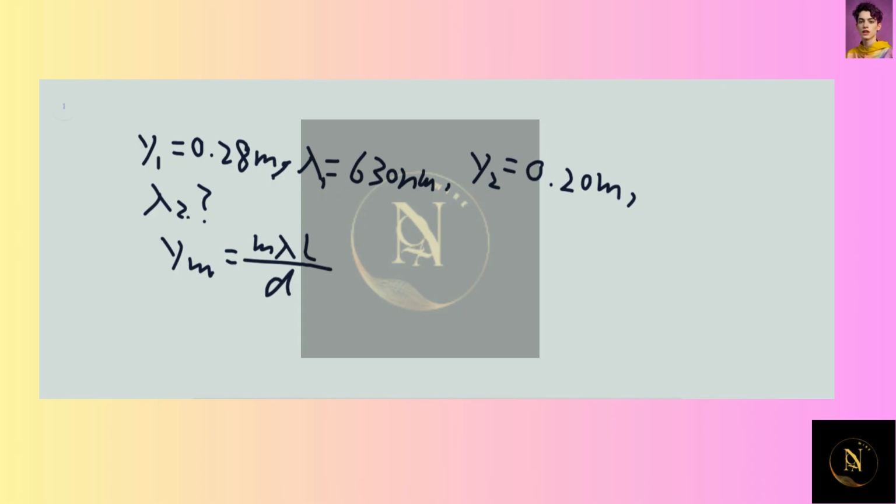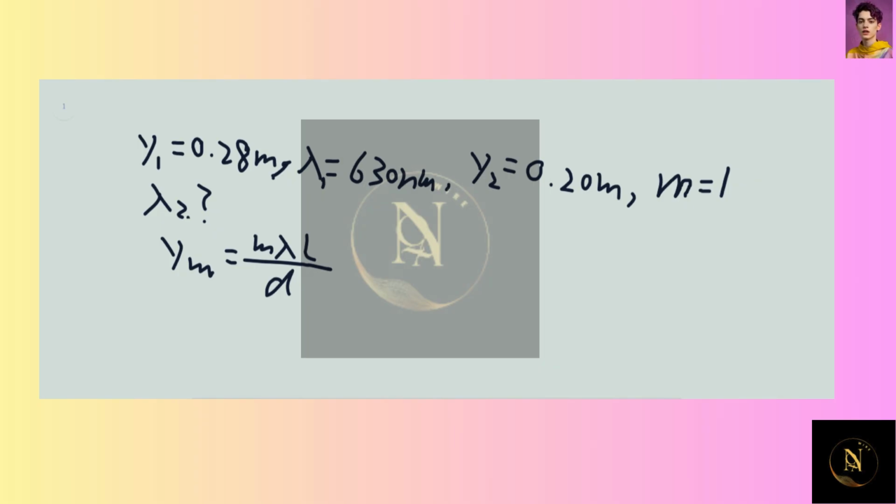So we don't know L and d here, that's fine, but we know m here, which is 1, because it says first order. So m is equal to 1. Lambda is given as 630 nanometers, so we can just leave L over d as a whole on either the left side or right side. I will show you specifically what I mean during the calculation. So let's take a look.